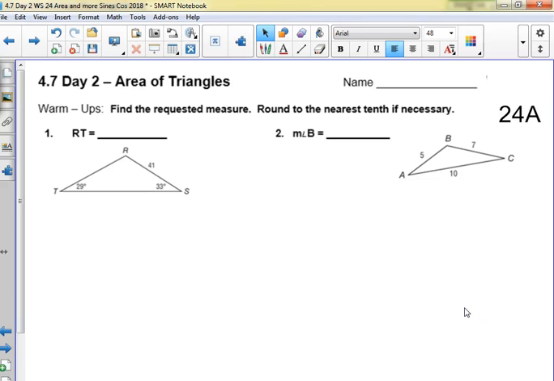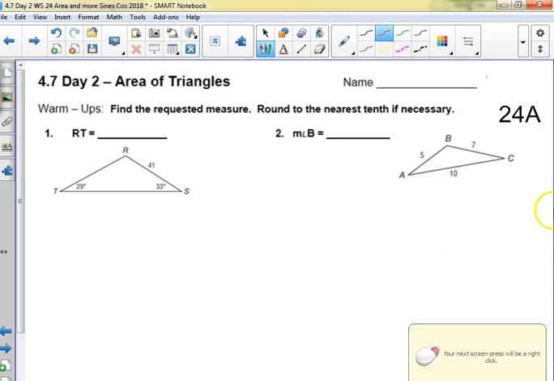Hi, this is day 2, a quick recap of what we did on day 1 on law of cosines and sines. This is what the quiz will look like. I asked specifically for one part of the triangle, not necessarily for you to solve the whole triangle. So this question asks you to find RT. I'm just going to call it x.